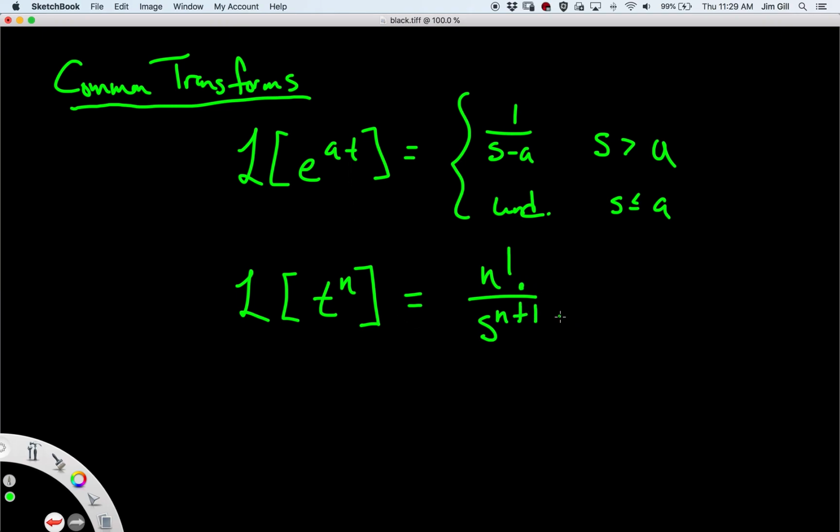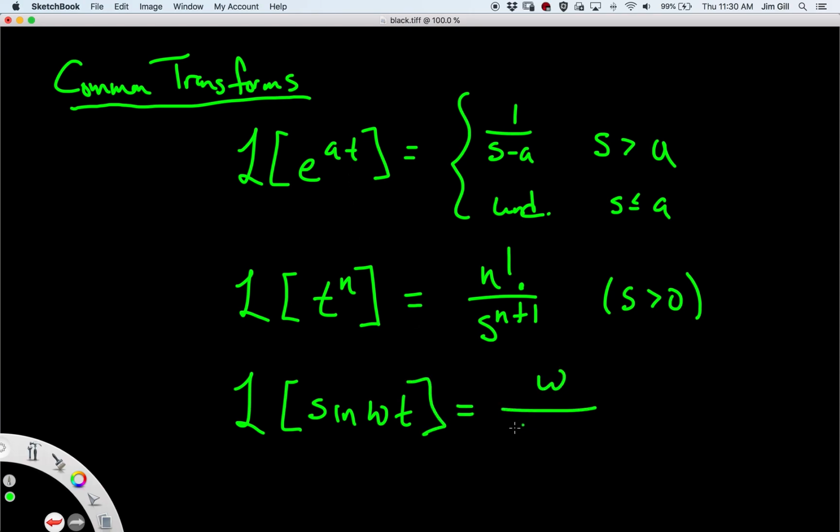So there we go. And this is a function which is defined only for positive s. Okay, so the Laplace transform of a polynomial is easy to compute. And the last one here, another common function we've seen several times, the sine of omega t, is going to be omega over s squared plus omega squared. And that's valid for all s. So those are some common transforms.